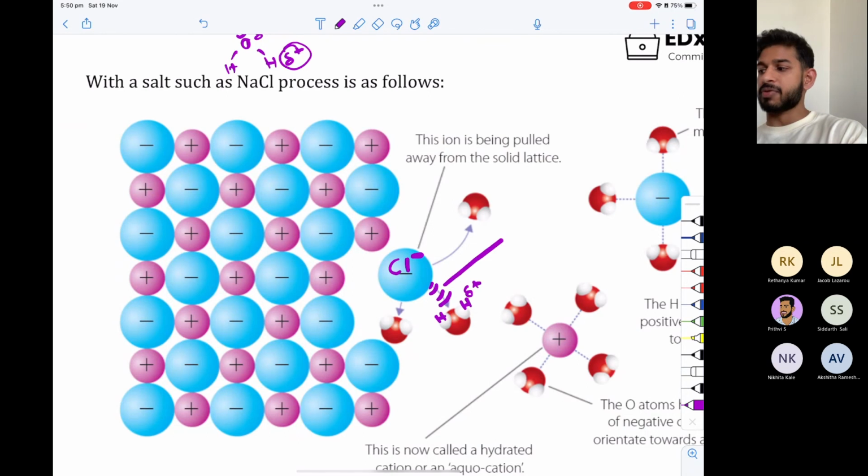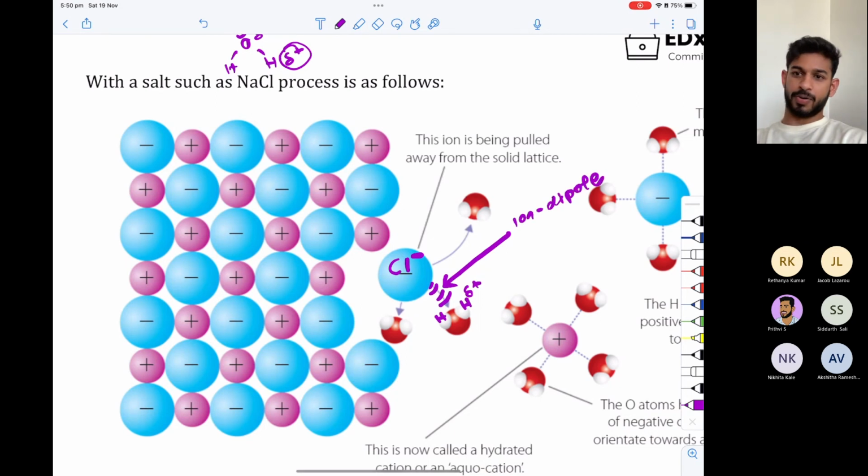Does anyone know the name of this bond that's going to form between an ion and a polar molecule? Nikita? Is it polar dipole, ionic dipoles? Yeah, that would pass. I'd give that the mark, but we call it ion dipole bonds. Okay, and it makes sense because we're forming a bond between an ion, which is a chloride ion, and a dipole. Well, what does a dipole mean?